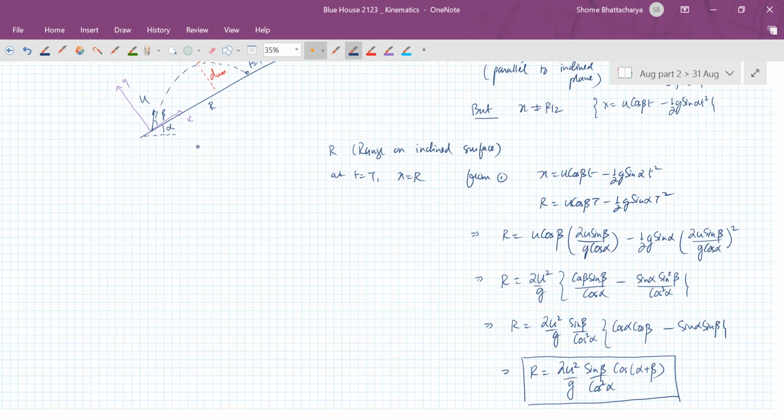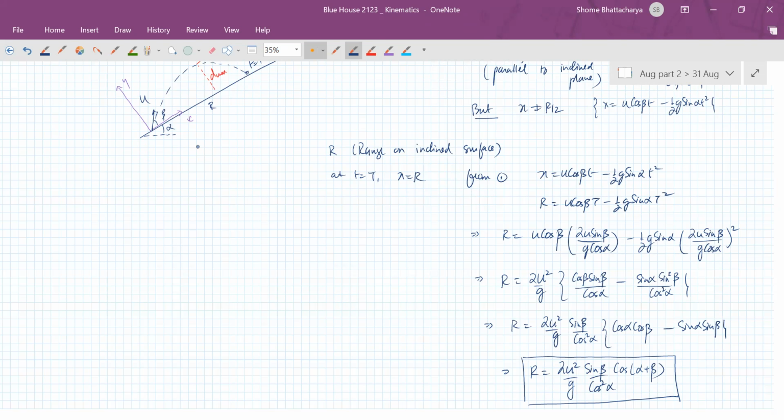Okay. So see what I've done is now I've taken 2u square by g common. So see what is the first term? It was 2u square by g into cos beta sin beta divided by cos alpha. Yes, sir. Got it. Second one also, just do that algebra.